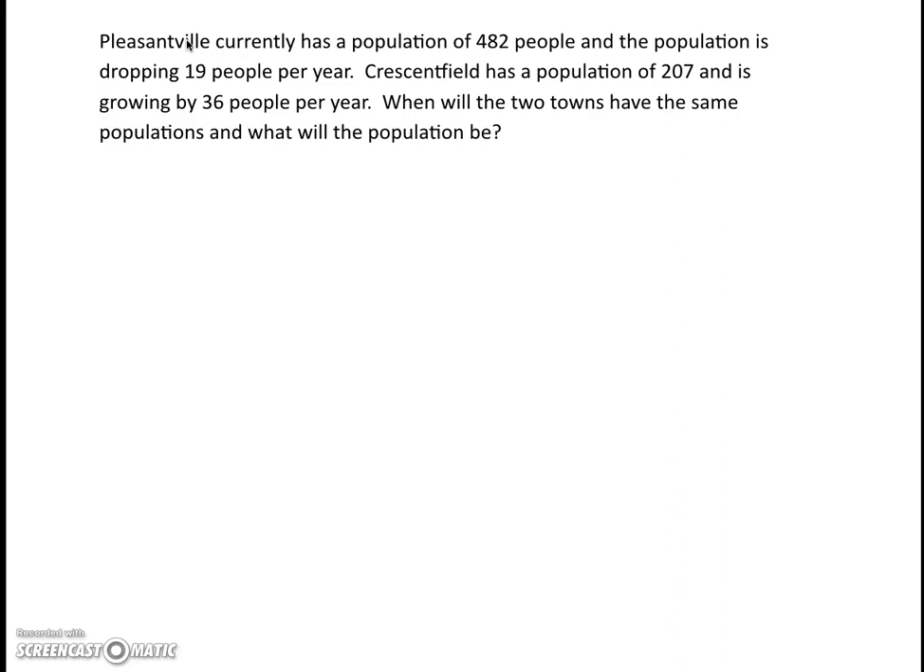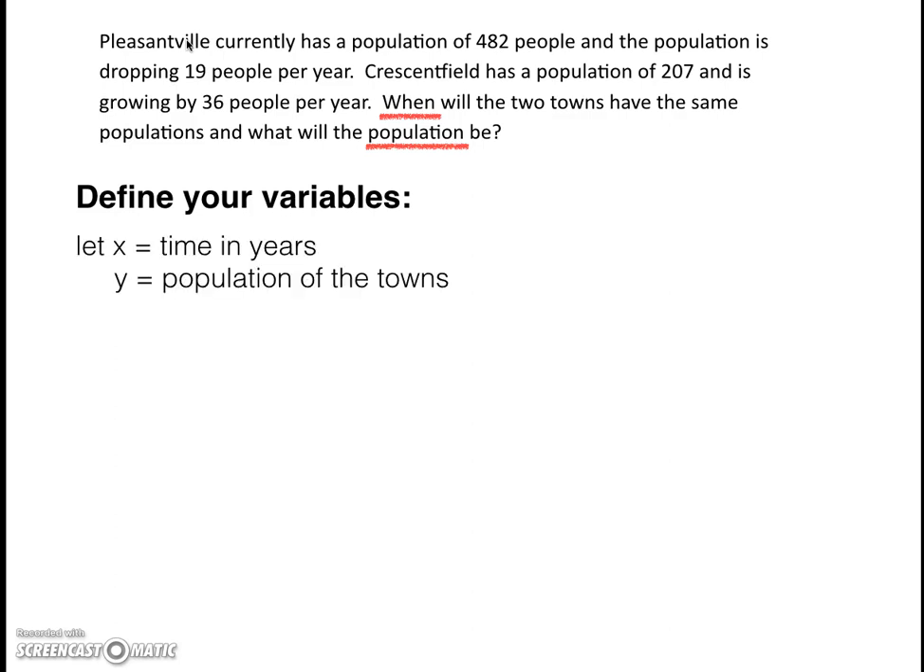The first step is to define your variables. A trick to determining which are your unknowns is to reread the statement that has the question in it. When will the two towns have the same population, and what will those populations be? So our two unknowns are: let x equal time in years to represent when, and y equals the population of the towns.